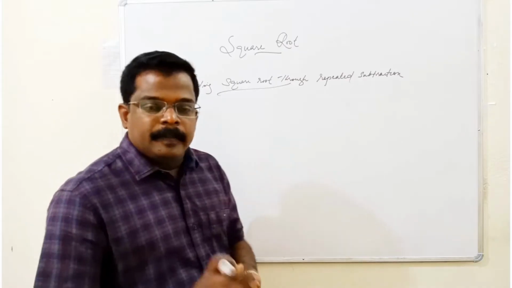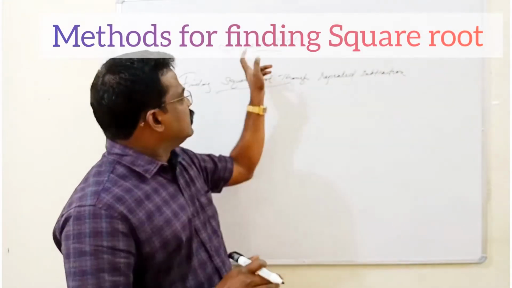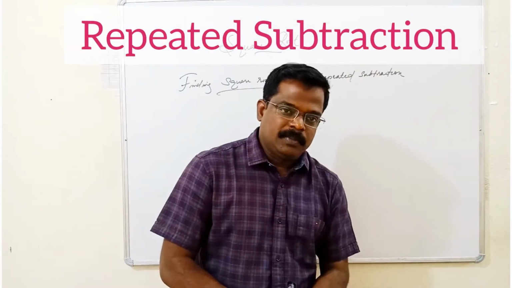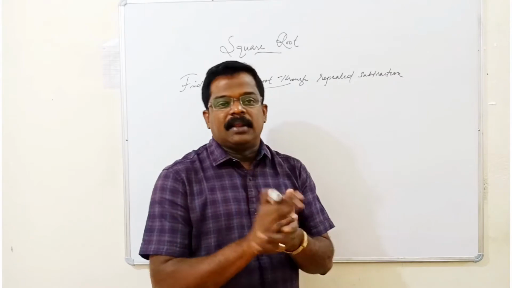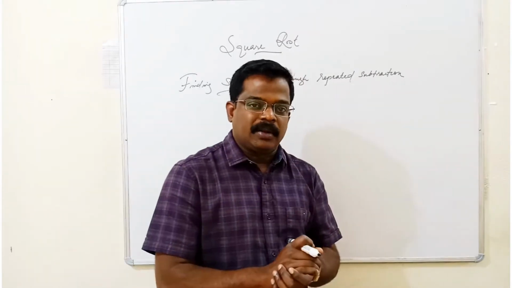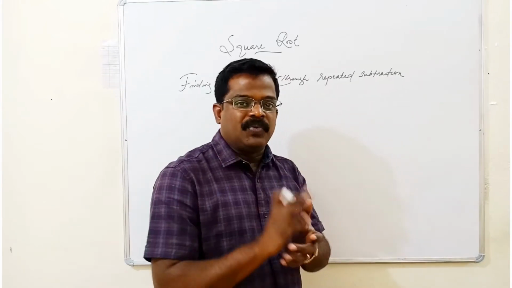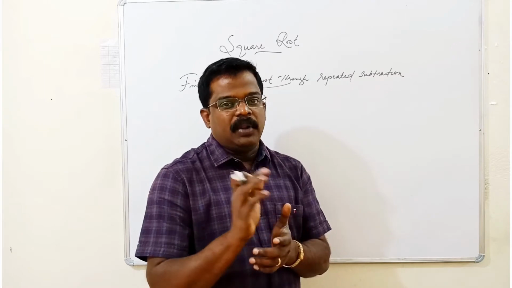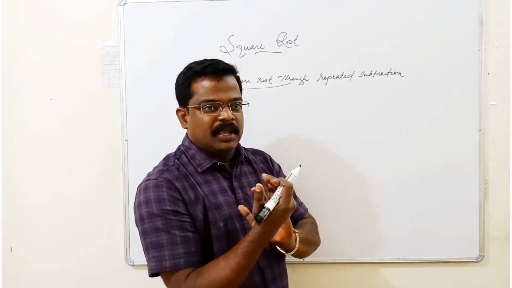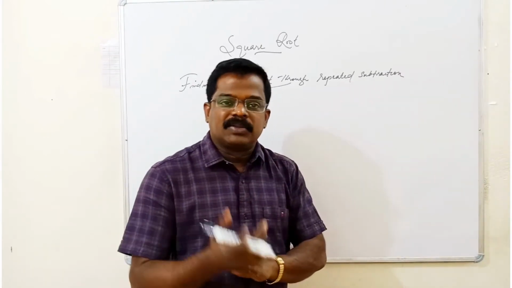Let us see the first method that we are going to use for finding the square root of a number, that is repeated subtraction. You studied in the last class that the sum of the first n odd numbers is n square. So every square number can be expressed as the sum of successive odd natural numbers starting from 1. The same way, if we subtract those odd numbers from that square, we will get the square root of that.